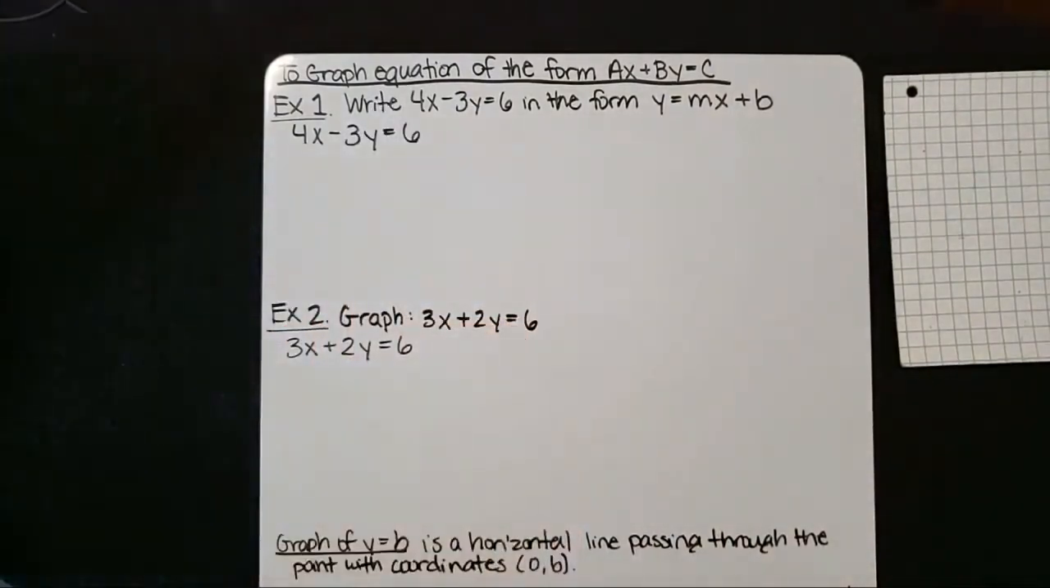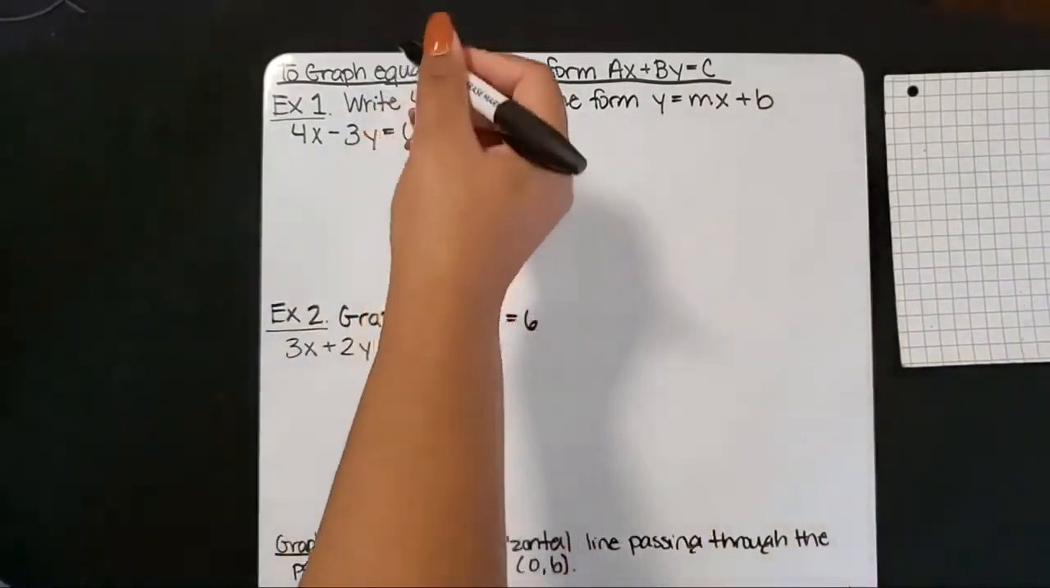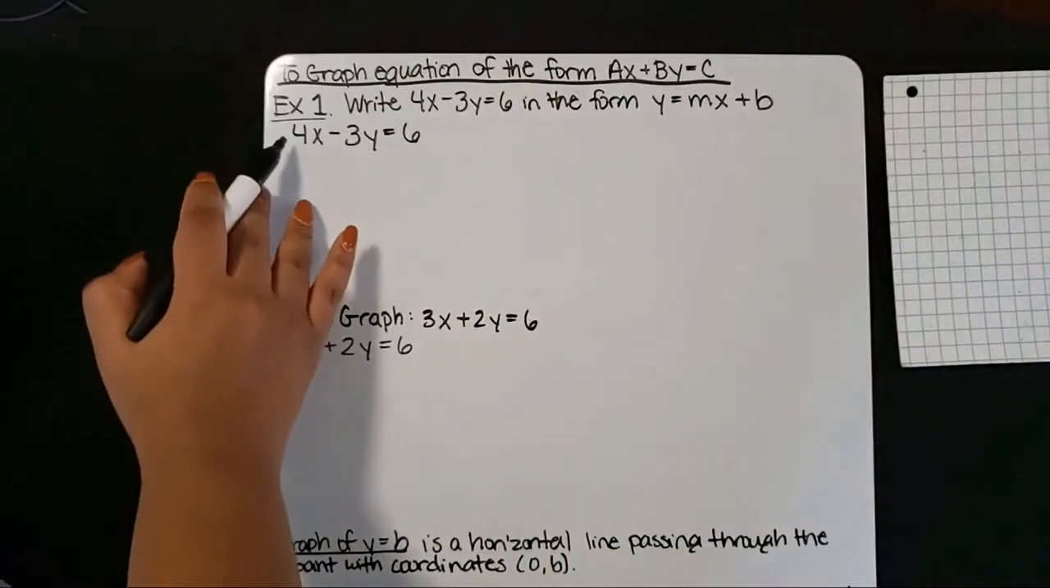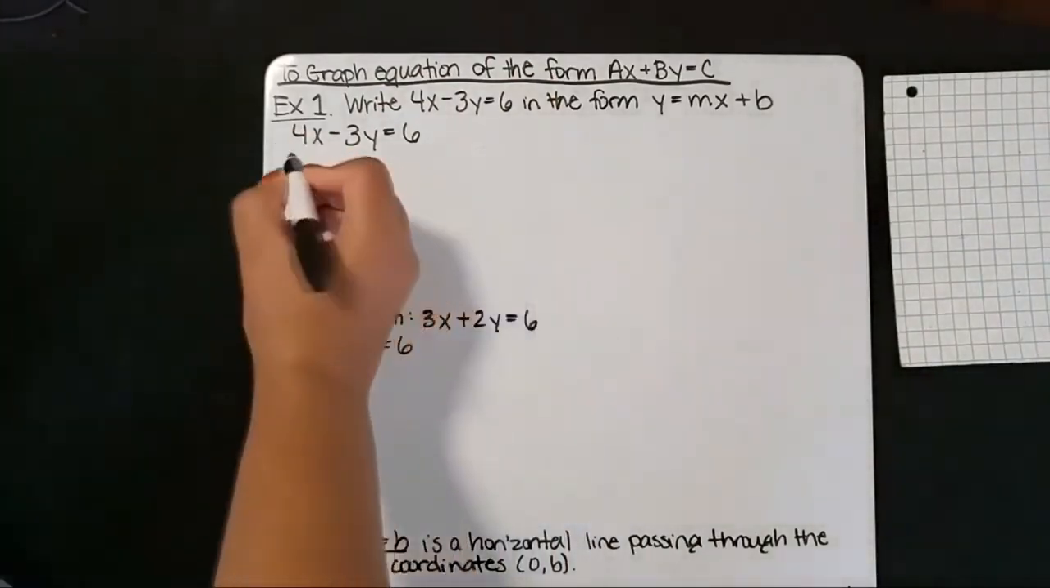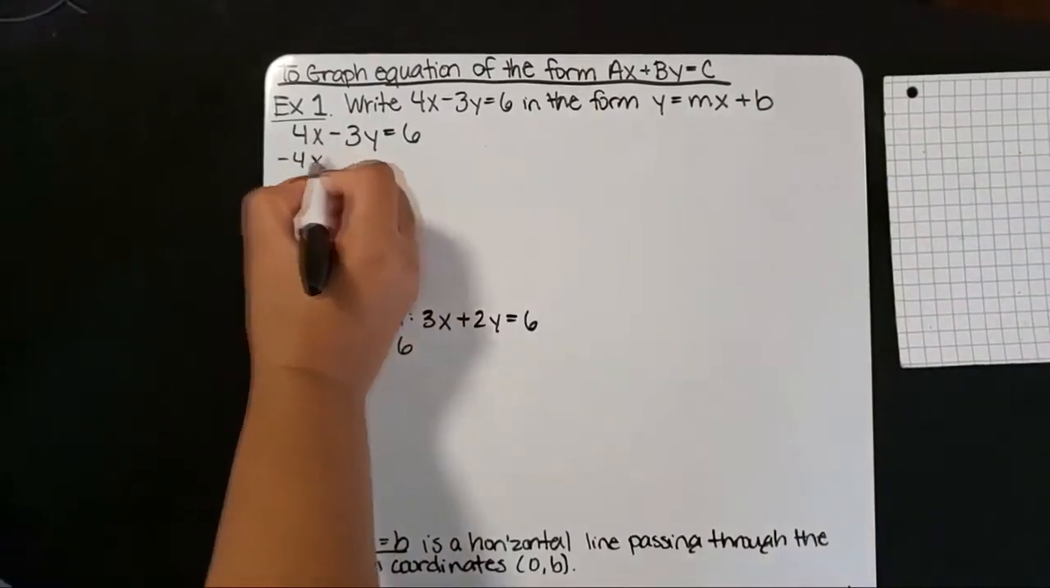So first things first, we need to move the x to the other side. So because we have a positive 4x, we need to subtract it.